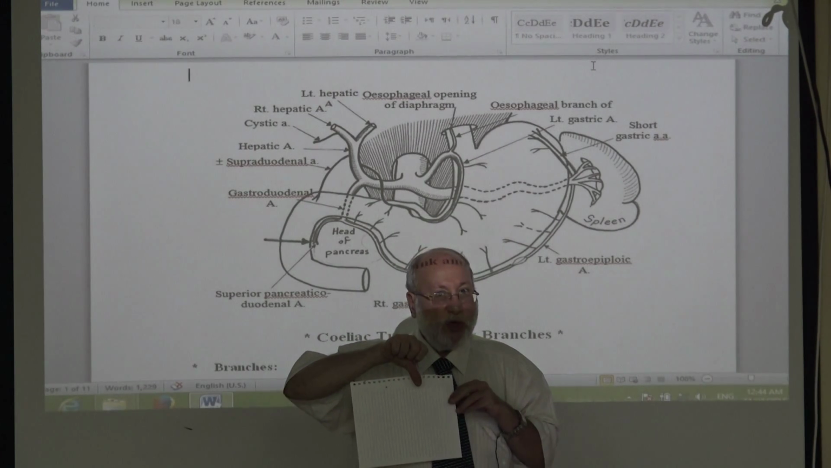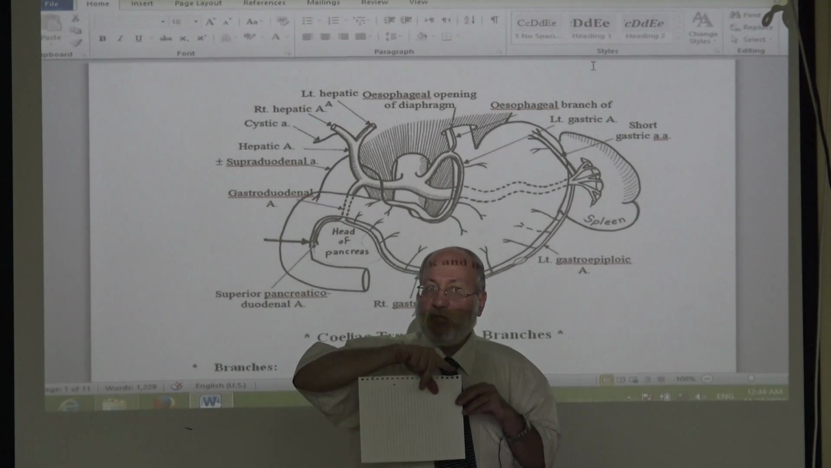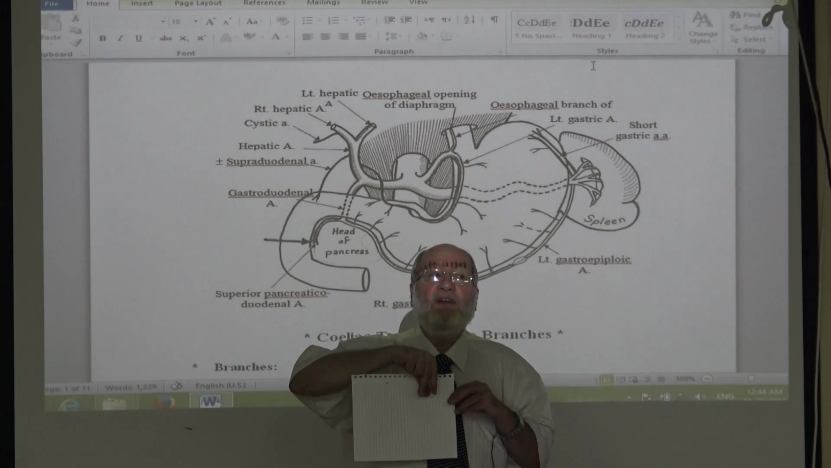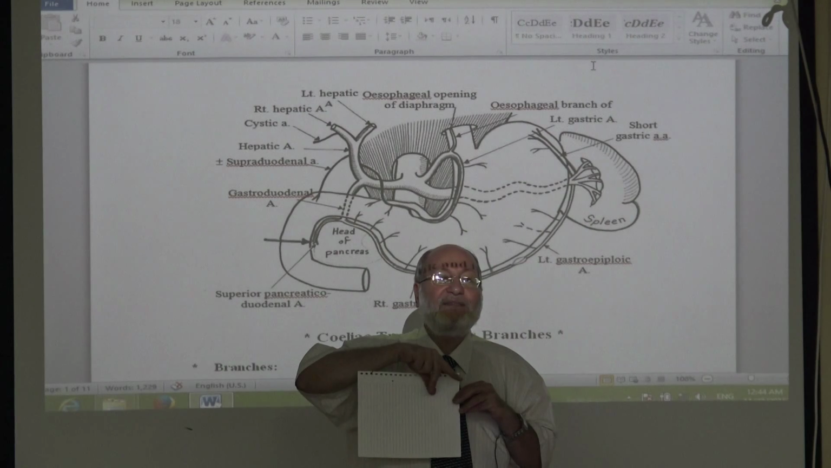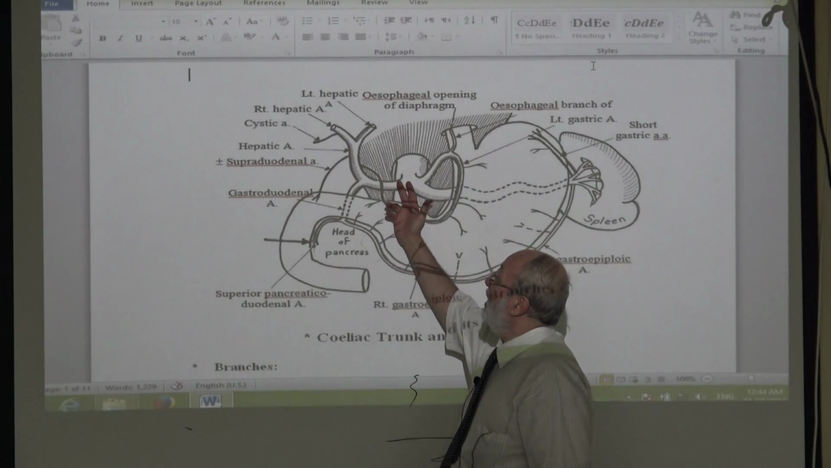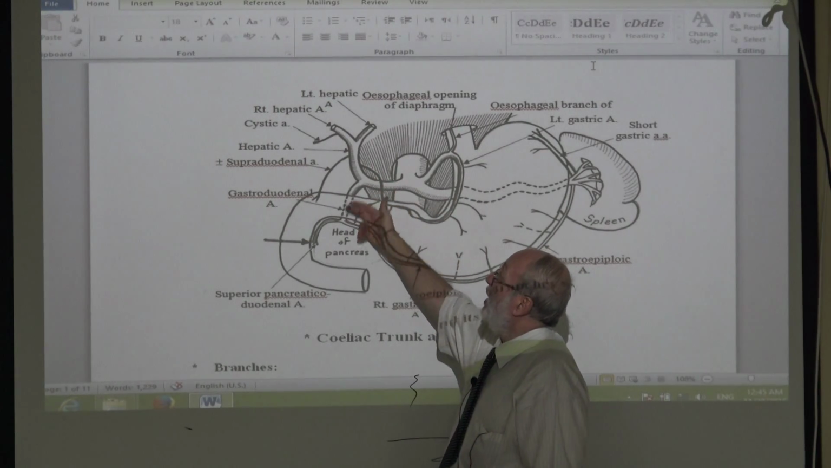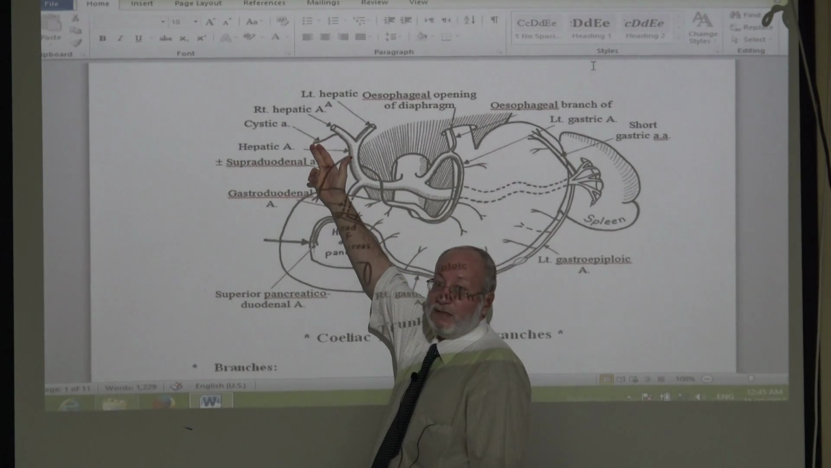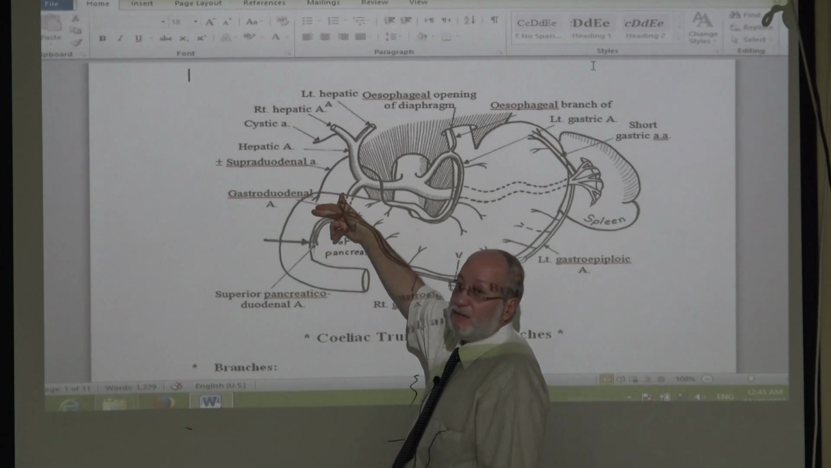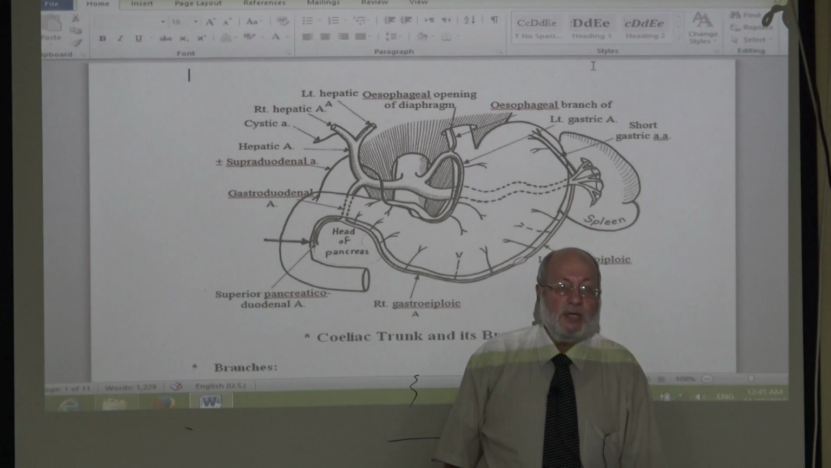with the portal vein most posteriorly, the common bile duct in front and to the right of the portal vein, and the hepatic artery in front of the portal vein but to the left side. Okay? The hepatic artery gives the right gastric, gastroduodenal, and cystic arteries, and it may give the supraduodenal artery to supply the upper part of the first part of the duodenum.